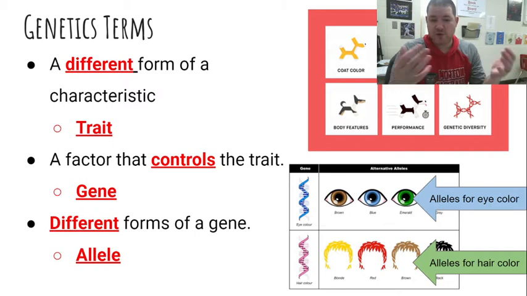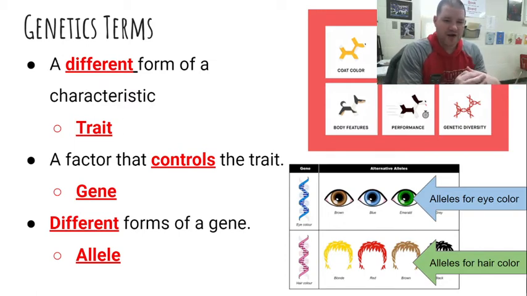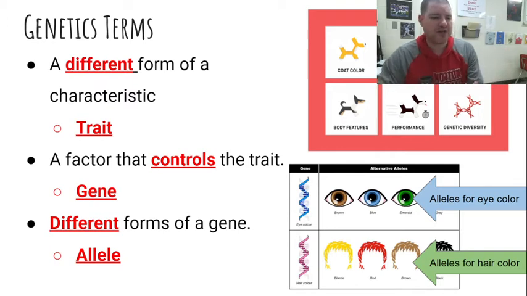And in some cases, there's more than one type of allele than just dominant and recessive. For example, in that picture down below, you have eye color. There's multiple different types of eye color. You can have an allele for each one of the four types of eye color. For hair color, it works the same way. You have multiple alleles to go with those eye colors.